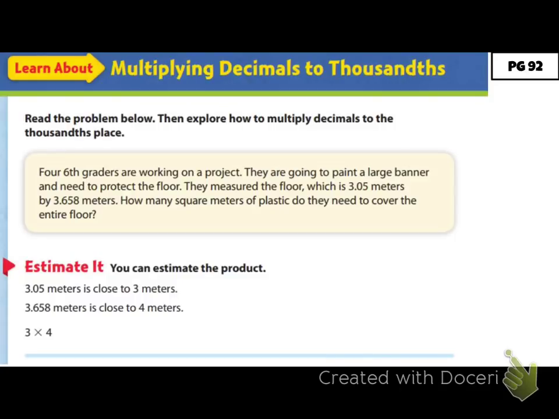Okay, top of page 92, multiplying decimals to thousandths. 4 6th graders are working on a project. They are going to paint a large banner and need to protect the floor. They measured the floor, which is 3 and 5/100 meters by 3 and 658 thousandths meters. How many square meters of plastic do they need to cover the entire floor? You could estimate it. 3 and 5/100 meters is close to 3 meters, and 3 and 658 thousandths meters is close to 4 meters. So there's your estimation. It would be close to 12.